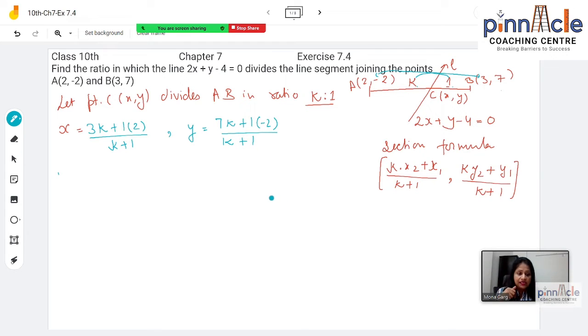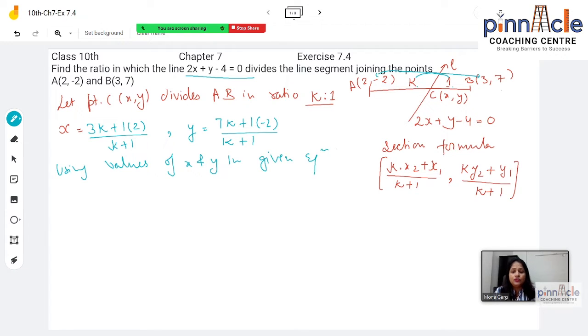Now the point C, which is having coordinate x and y, lie on the line given by the equation 2x plus y minus 4 is equal to 0. So it means the coordinate of C will satisfy this equation. I'm going to say we are going to put values of x and y that we have found as coordinate of C. So using values of x and y in given equation.